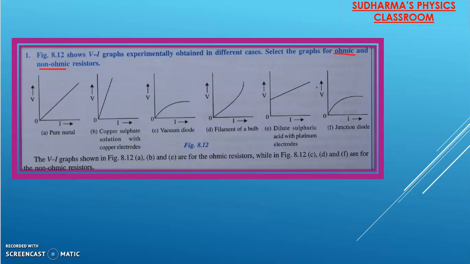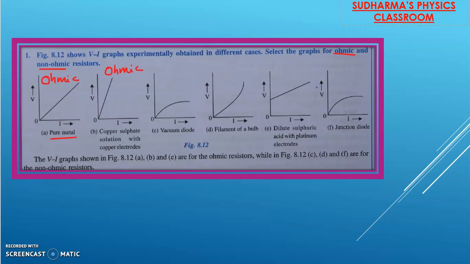Okay. So the graph 1, it is a pure metal. So we get more information from this picture because the materials are also given here. Pure metal, we know that pure metals are good conductors of electricity, and of course we can see the straight line graph. So this comes under ohmic. Second graph, copper sulfate solution with copper electrodes. It's an electrolyte, right? Again, it's a conductor, so it is also obeying Ohm's law as per this graph. So this is also coming under ohmic.